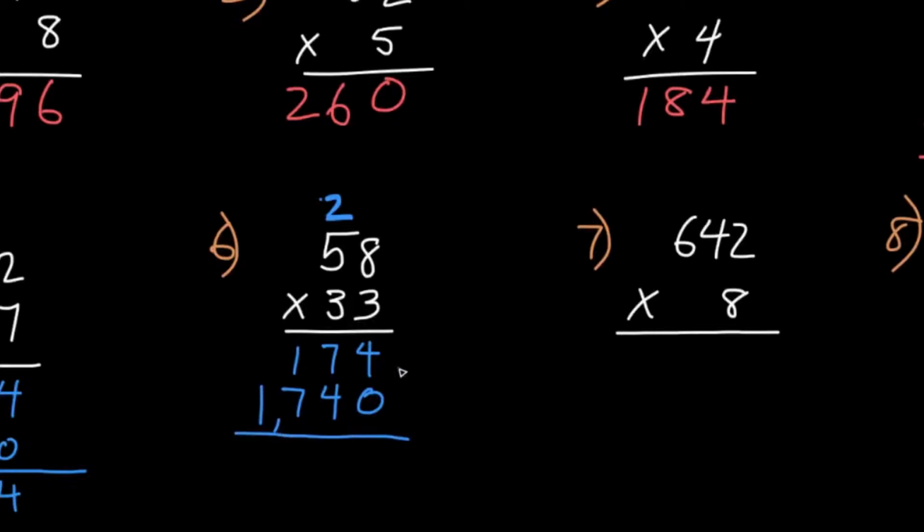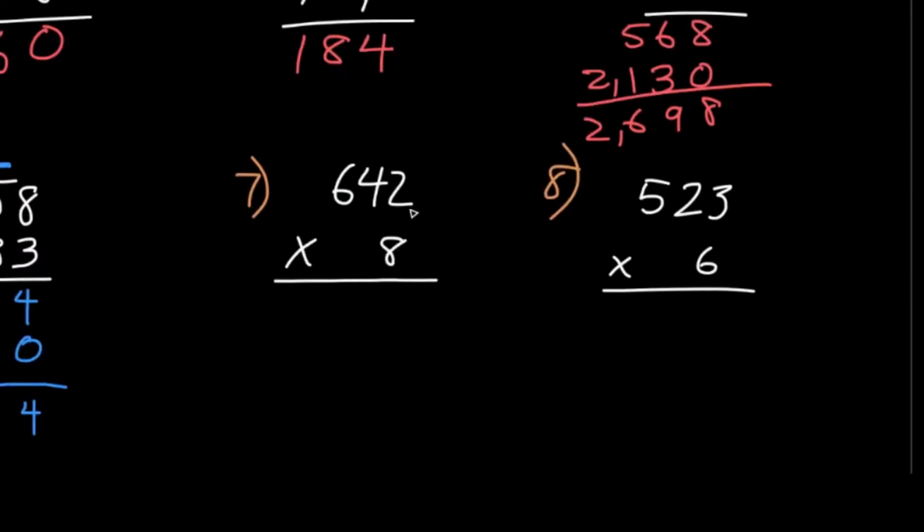So we're going to add these partial products together. 4 and 0 is 4. 7 and 4 is 11. Carry that extra 1. 1 plus 1 is 2. Plus 7 is 9. And we have that 1. So the result is 1,914. Number 7, we have 642 times 8.